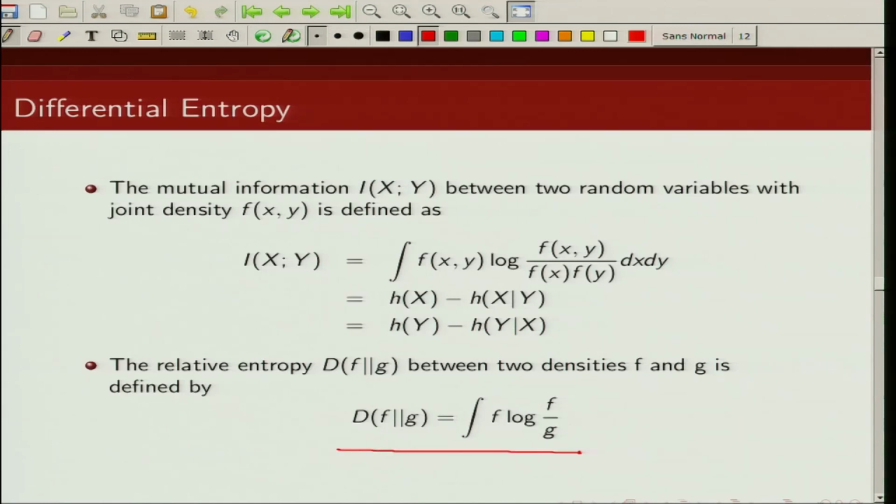Similarly, we could define the divergence between two densities f and g. This is defined as the expected value, expectation taken with respect to f, of log of f by g. So this is the divergence between f and g.